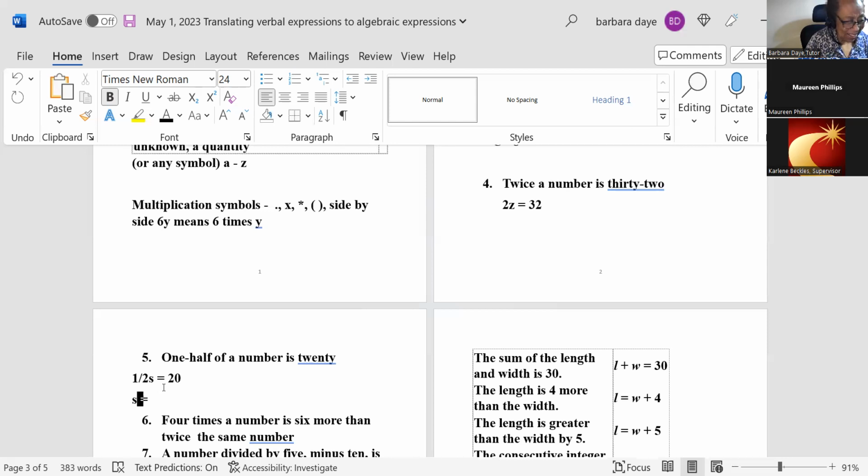1/2 of a number is 20. So if you had to solve this for S, you'd multiply both sides by 2. So S will be 2 times 20, or 40, right? Oh, I see. To get 20, you have to have 2 times 20 to get half of it to be 20. So if half of S is 20, then S is 2 times 20 or 40, because if you take half of 40, you get 20, right? Questions? No.